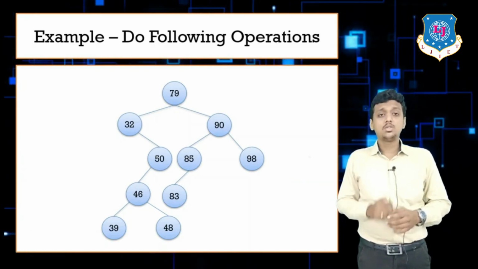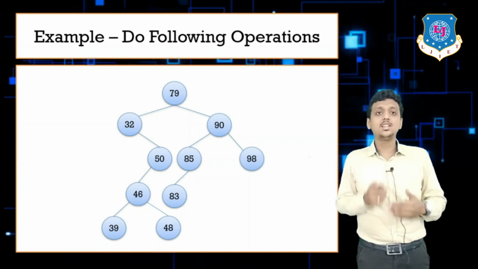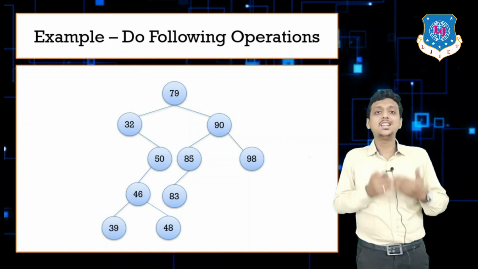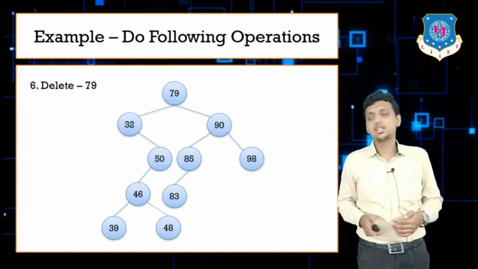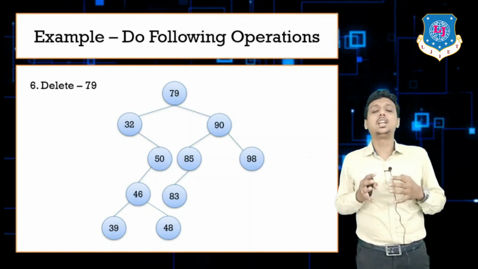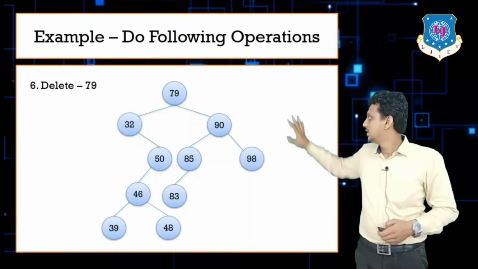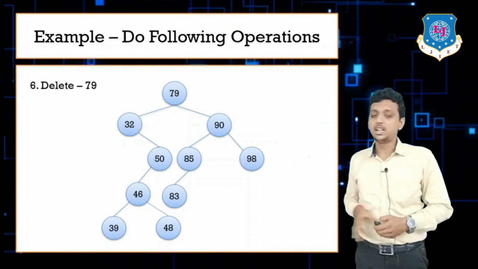Okay. So if you can see, I'm just performing my operations consequently, in a sequence of operations like insert, then delete, delete. Now, is there any operation left? Yes. They want me to delete 79. Okay, students, I need to delete the root node, or we can say delete 79.